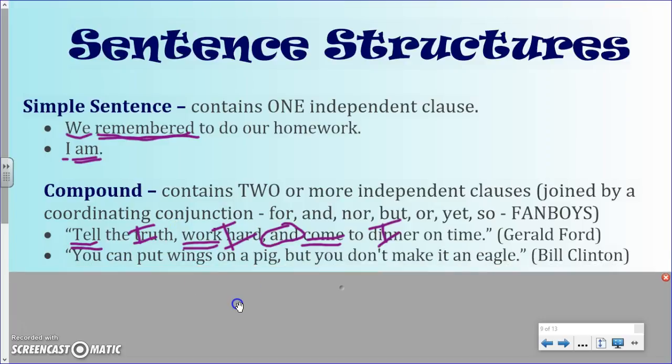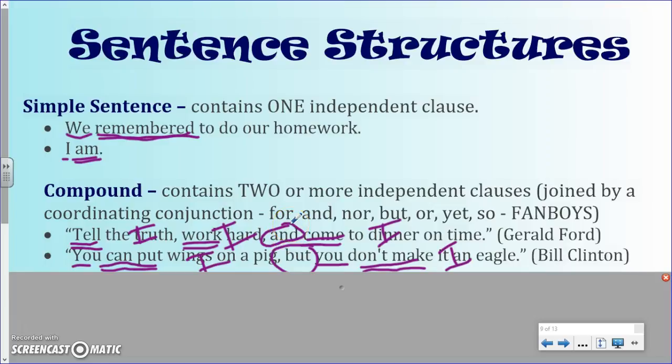The next one, and again, I know this sentence doesn't make sense, but it has an eagle in it, so I thought it was kind of cool. You can put wings on a pig, but you don't make it an eagle. That idea of you can try and make something an eagle, but it's not going to necessarily work if you just try putting wings on it. Again, underlining subjects and verbs. Can put is your verb phrase. Remember, verb phrases count. You and then don't make would be the full one here. And again, we have the FANBOYS there. So here we have two independent clauses put together, joined by a FANBOYS.